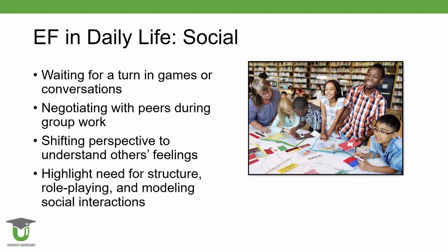EF skills play a key role in social interactions. They help students wait their turn, follow group rules, consider others' perspectives, and respond appropriately in social situations. Students with strong EF can manage conflicts, adapt to changing social dynamics, and cooperate effectively with peers. When EF skills are weaker, students may act impulsively, struggle to take others' viewpoints into account, or have difficulty navigating group activities, thus highlighting the need for scaffolds such as structured group tasks, role playing, and modeling positive social behavior.